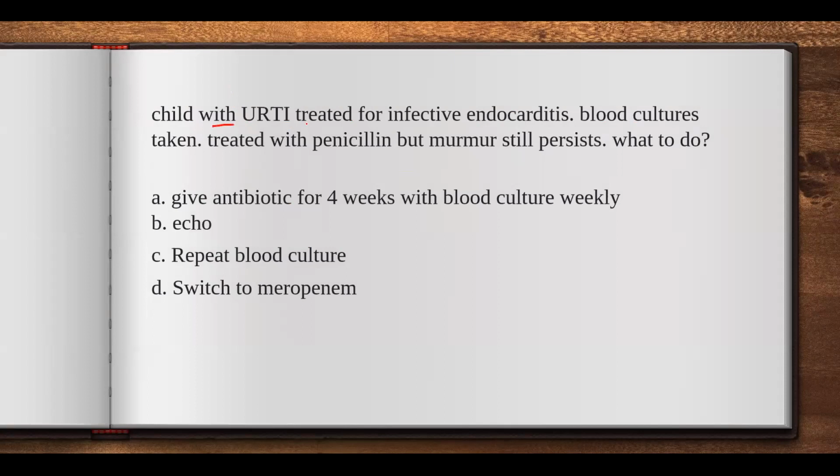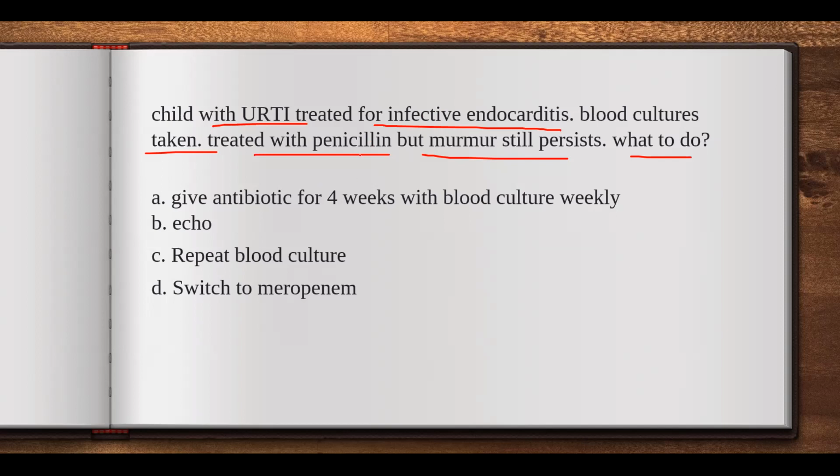A child with upper respiratory tract infection treated for infective endocarditis. Blood culture has been taken, treated with penicillin, but still murmur persists. What to do? Now, infective endocarditis is a whole other entity, usually we might discuss in infectious disease classes. But remember one thing, in infective endocarditis, there is an infection, or you can say a vegetation on the heart valve or endocardium.